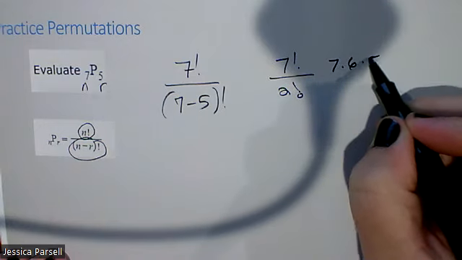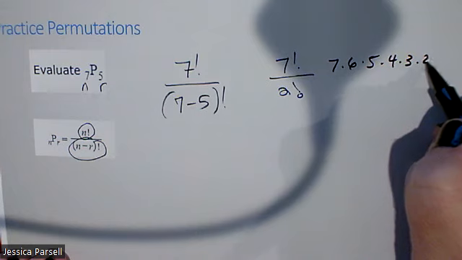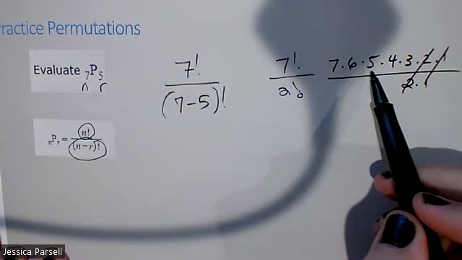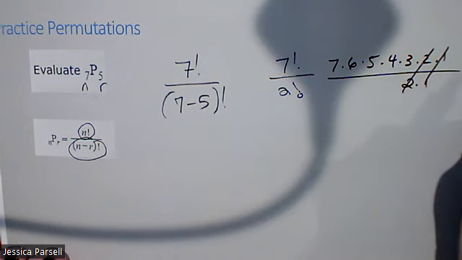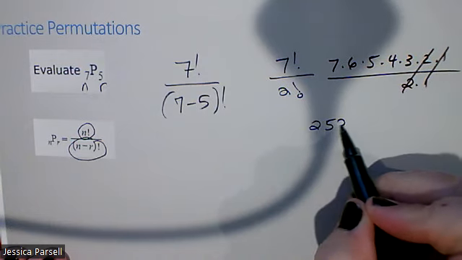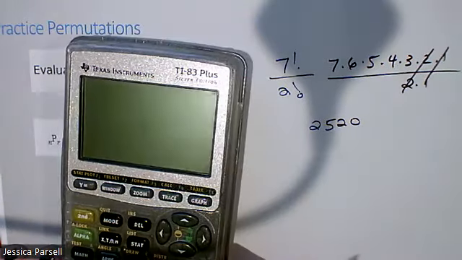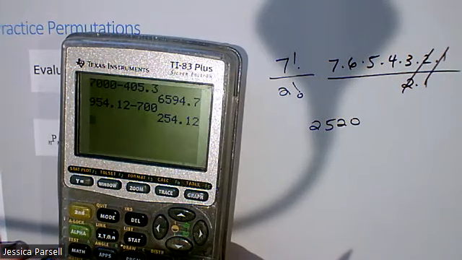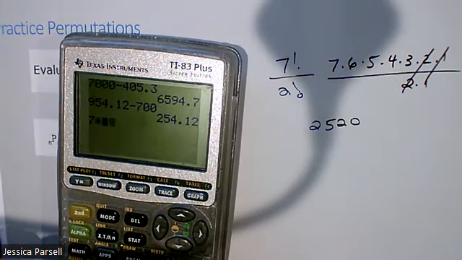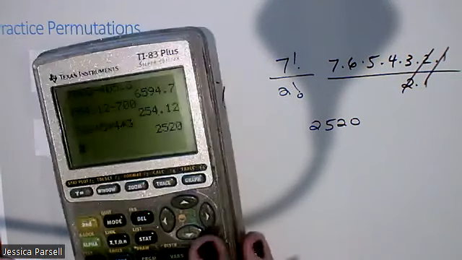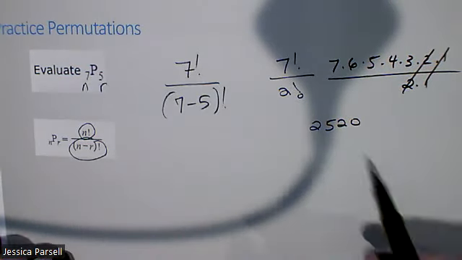So 7 times 6 times 5 times 4 times 3 times 2 times 1 over 2 times 1. Those cancel, which is great. And we have 7 times 6 times 5 times 4 times 3. If you multiply that out, you should get 2520. We'll see. I'm going to double check myself with my old trusty graphing calculator. So 7 times 6 times 5 times 4 times 3 is 2520. Okay, so hopefully you got that.